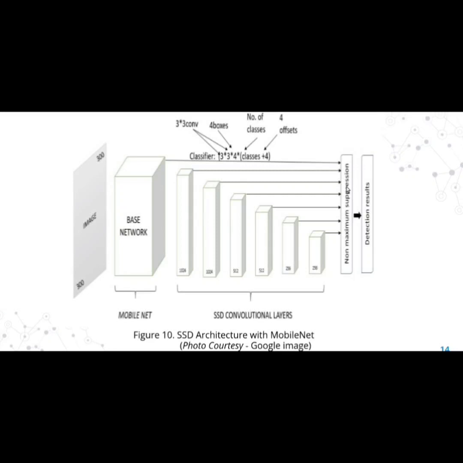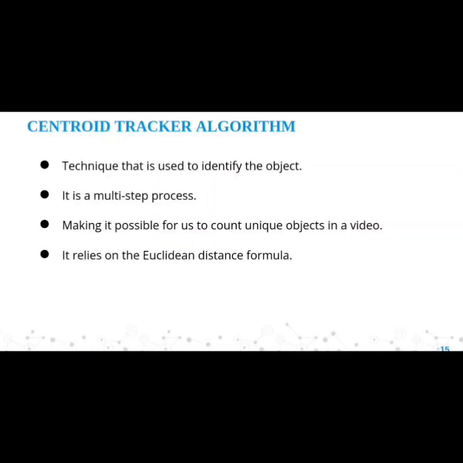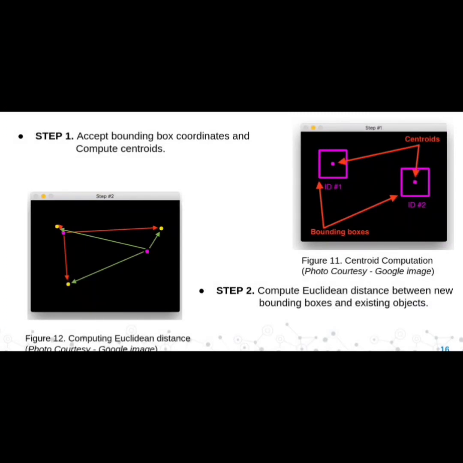Centroid tracker algorithm. It is a technique that is used to identify the object. It mainly consists of 5 steps. After detection of the person, we need to track them. We will assign a new ID to every detected person, draw a box over the person and measure the centroid. For example, two persons are detected here and in the next frame, both the persons move to a different location, shown by yellow color. Also, there is a new person detected here.